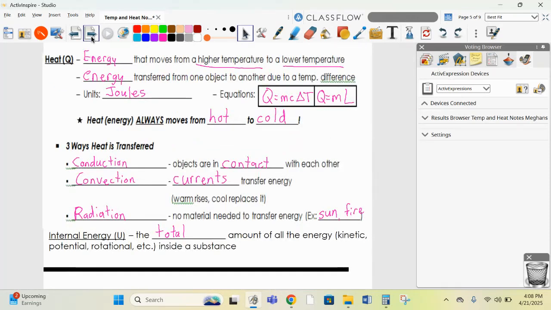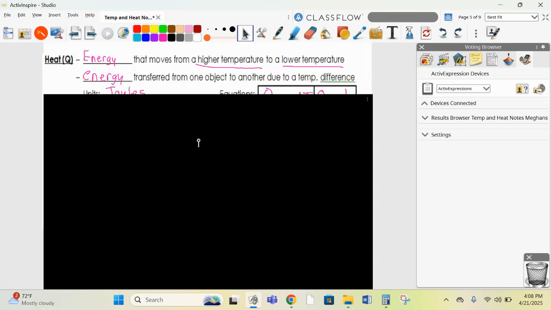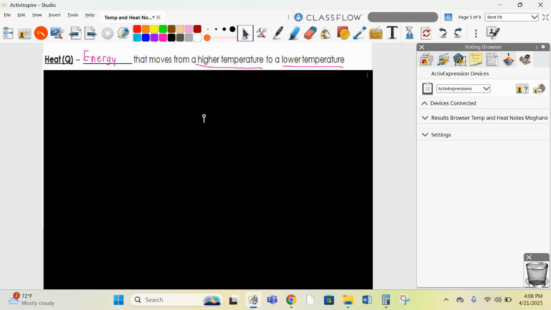Okay, what is heat? Heat is energy that always moves from a higher temperature to a lower temperature. Things always go from high to low. If I have a ball, it's not going to just roll up a hill on its own. It's going to go from that high area, that high potential, to an area of low potential. And that's the same thing because that's what heat is.